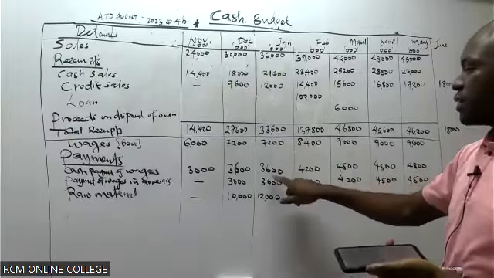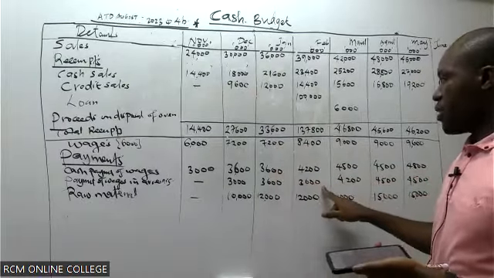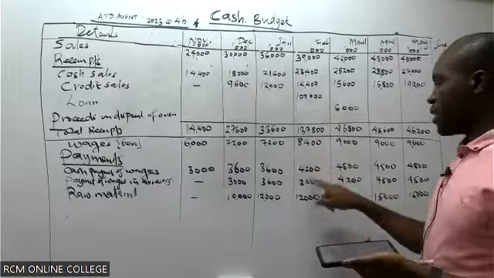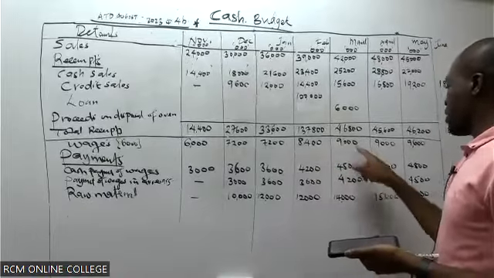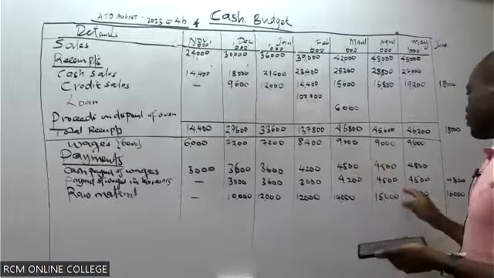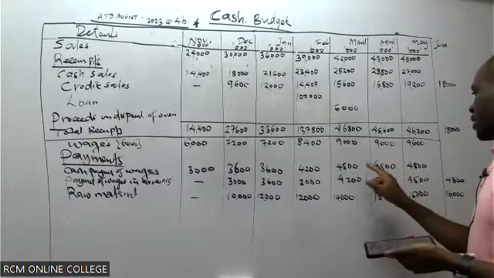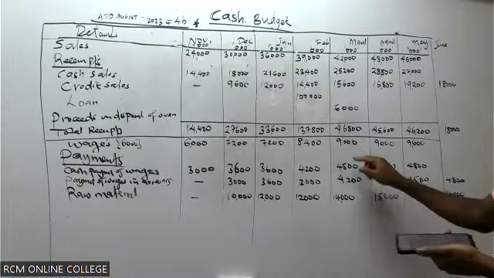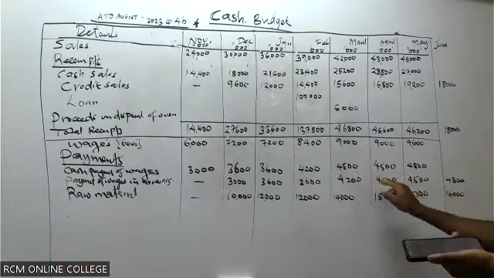7,200 you receive, 3,600 is paid in the same month, the balance you pay the following month. 7,200 again, 3,600 the same month, balance the following month. The same for 8,400, that is 4,200 and 4,200. For 9 million, 4,500 and 4,500, and then 9 million again, 4,500 and 4,500. For 9,600, you pay 4,800 in the same month, and then the balance the following month.